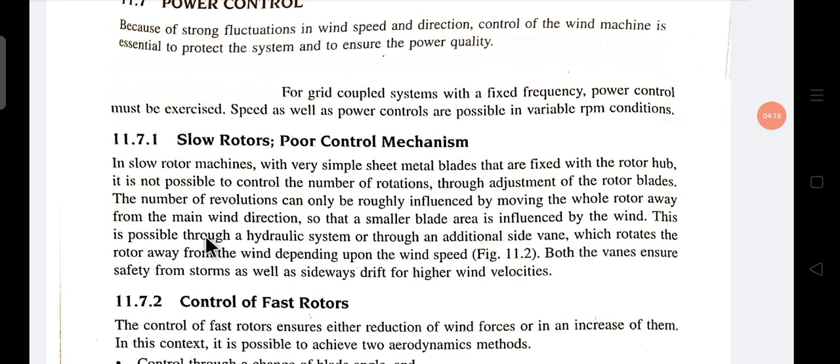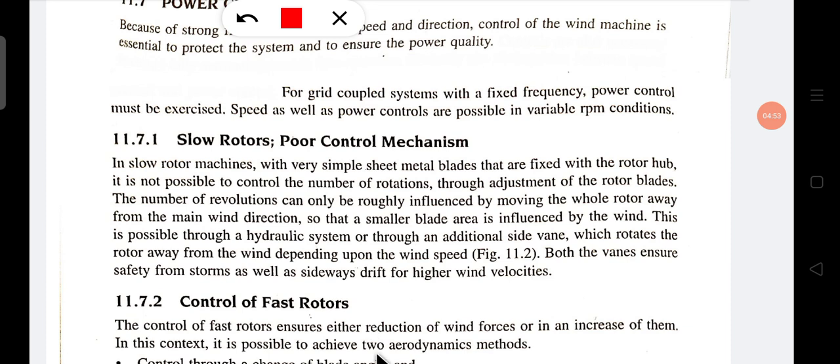This is possible through a hydraulic system. This moving of the whole rotor is done by a hydraulic system through an additional side vane, which rotates the rotor away from the wind depending upon the wind speed. The vane ensures safety from storm as well as sideway drift for higher wind velocity. So there is a hydraulic vane.